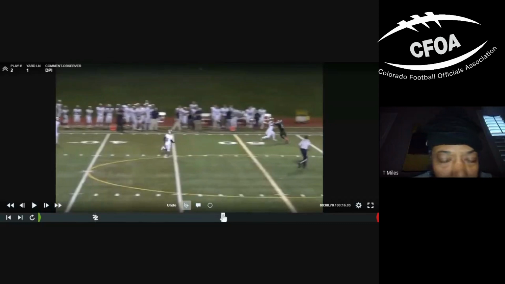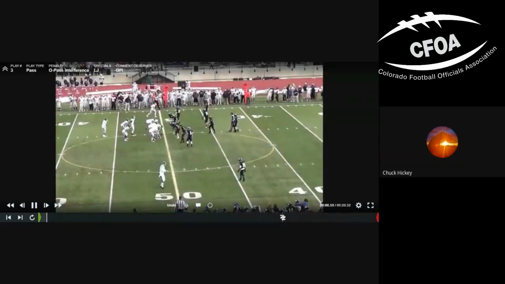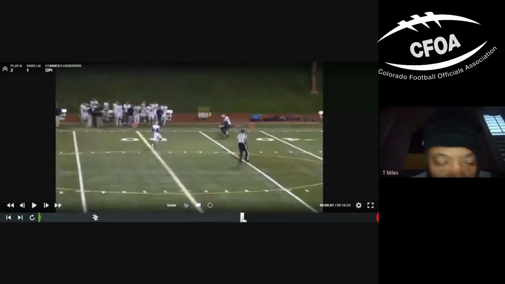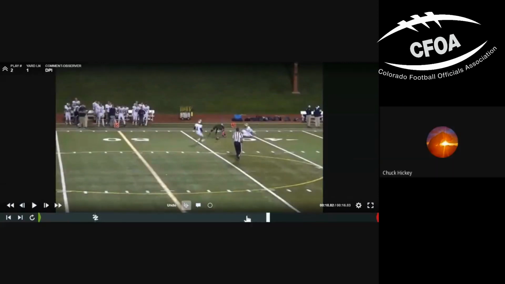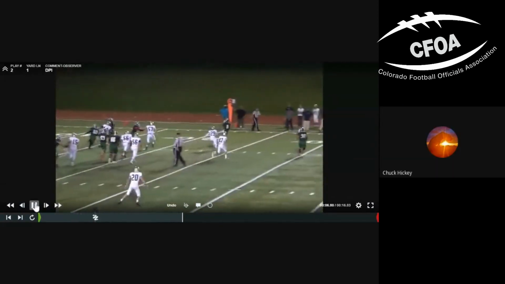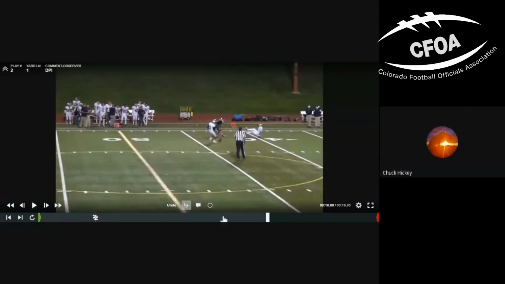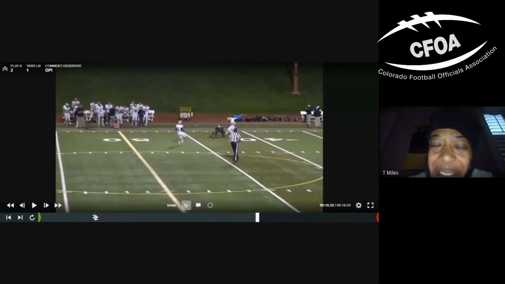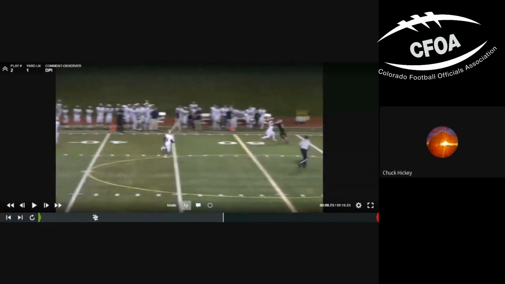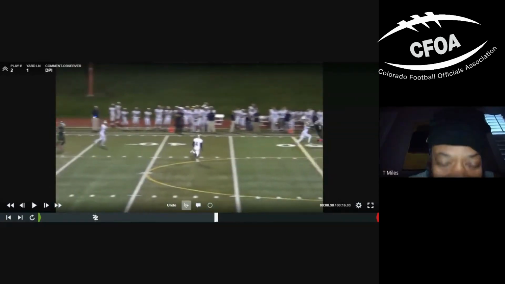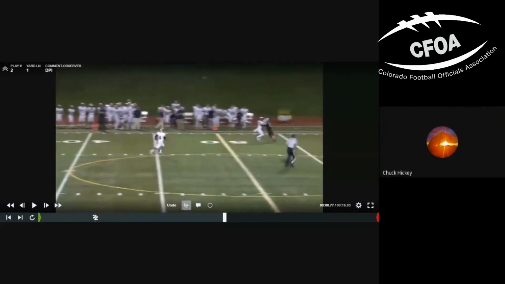Is this the only clip of this play you have? Yes, it is. That's why I picked it. I know, right? Exactly. That's why you picked it. I'm not going to make it easy for you. No, you can't, right? That's no fun. We officiate the game, huh?